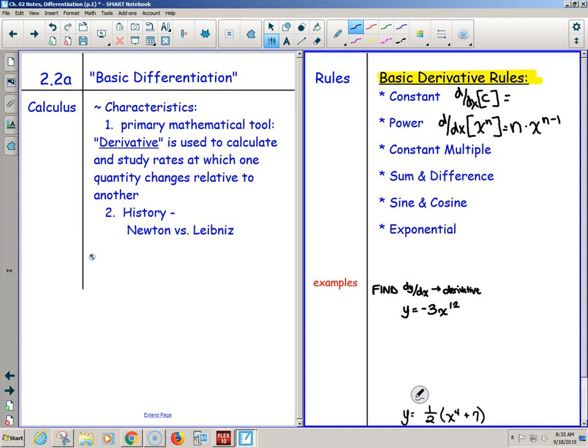But first, why is the derivative of any constant 0? Because what does the constant function look like as a basic graph? Flat. And what kind of slope is a flat line always going to have?